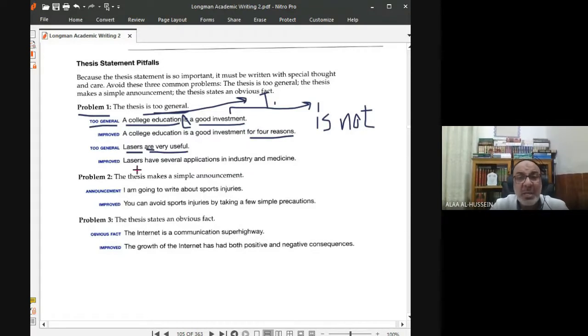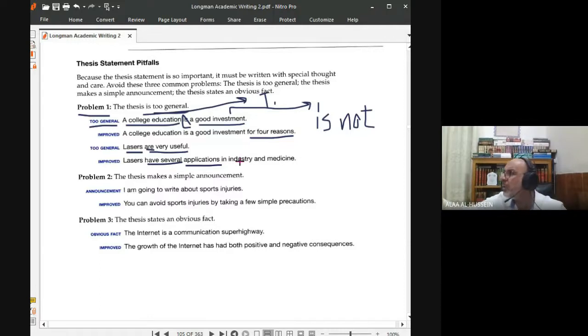By saying lasers have. Look, he or she changes what? The verb. Lasers have several applications. Is it a good sentence? Yes, it is. But does it yield a good thesis sentence? No, it doesn't. Why? Because it's still too general.